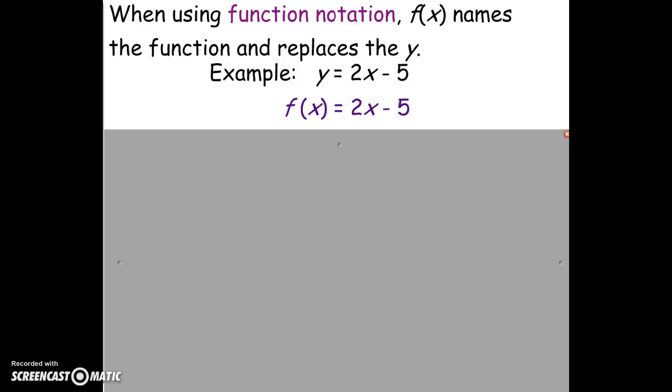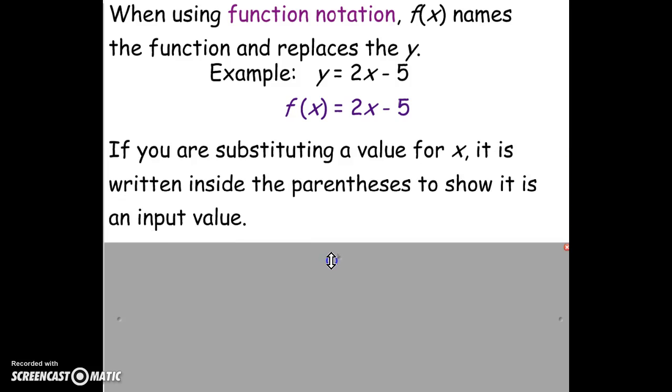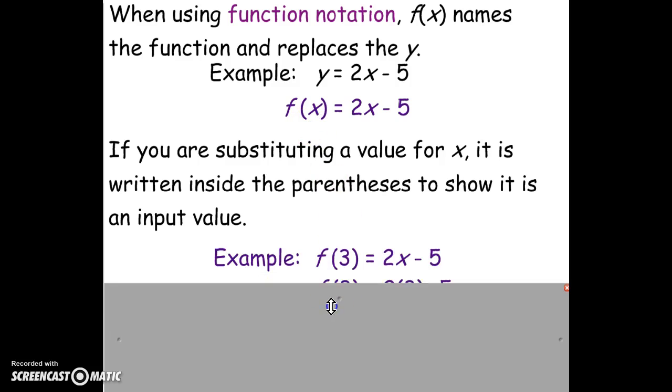When using function notation, f of x names the function and replaces the y. So we just talked about y equals 2x minus 5. This is function notation. The function of x equals 2x minus 5. It's another way of saying it. We're learning about functions. So the function of x equals 2x minus 5. If you're substituting a value for x, it is written inside the parentheses to show it is an input value. Remember, x is an input.